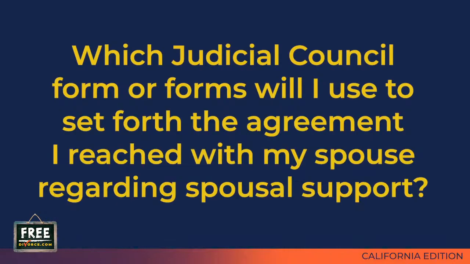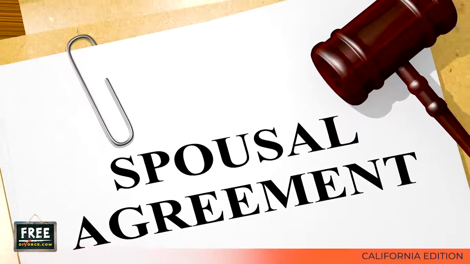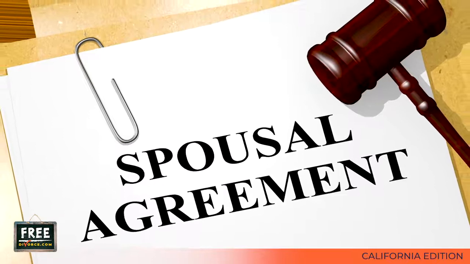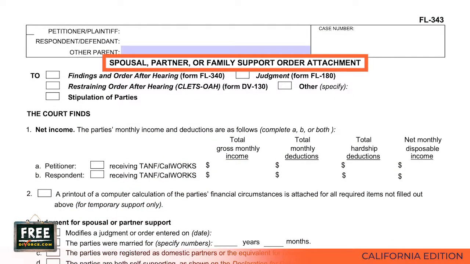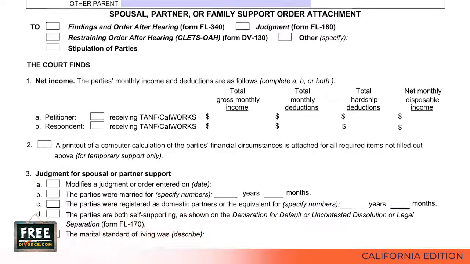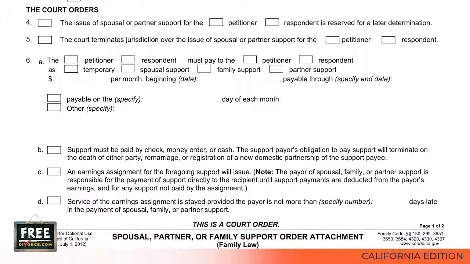Christina, which Judicial Council form or forms will I use to set forth the agreement I reach with my spouse regarding spousal support? There's a Judicial Council form that you can use to set forth your agreement about spousal support. The form is called Spousal, Partner, or Family Support Order Attachment, which is FL-343. This is a 2-page form. Again, go through the form, check the appropriate boxes, and fill in the appropriate blanks.